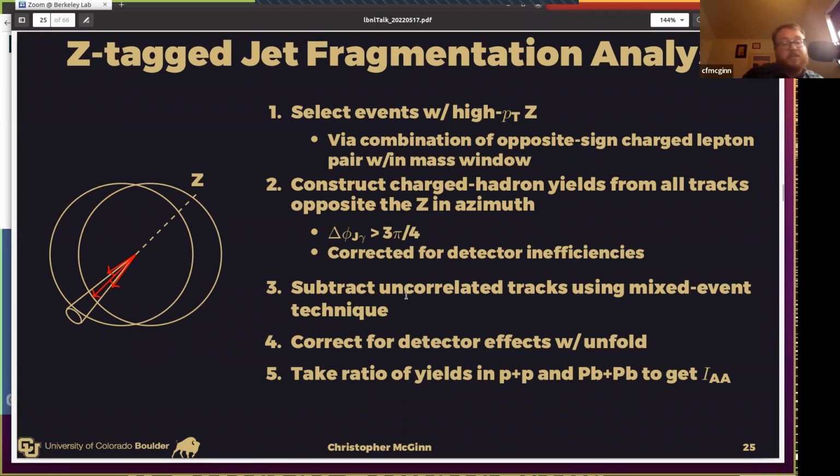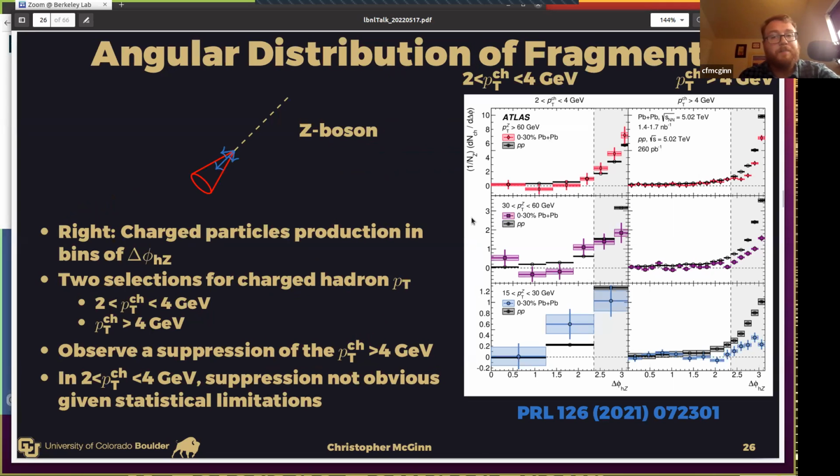You correct this for detector inefficiencies modeled in your Monte Carlo. Subtract off uncorrelated tracks using mixed event techniques, correct for detector effects with an unfold, and then take a ratio of the yields in both systems on a per-Z basis, so no longer involving T_AA at all, to get at the I_AA. So there's a few different results here I want to talk about.